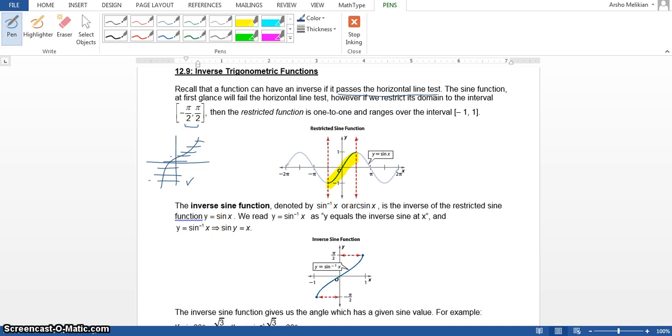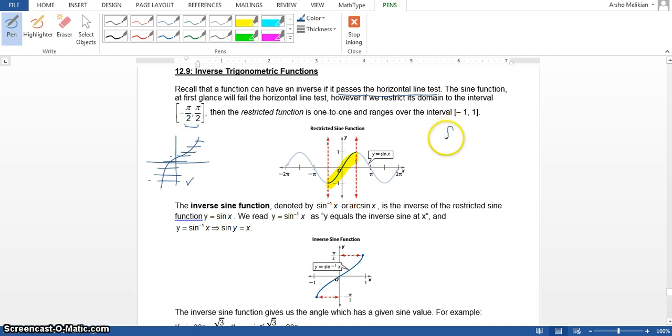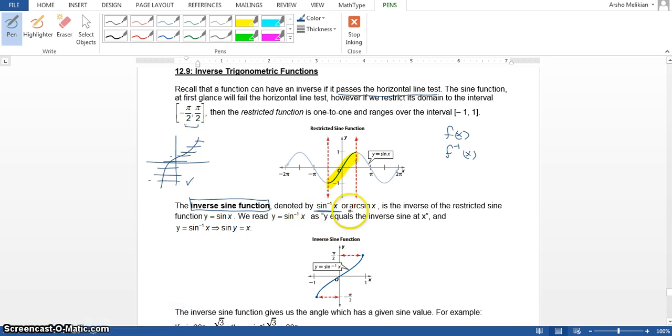So when we talk about the sine of x function, or cosine of x, or tangent of x, we restrict the domain so it is possible for it to have an inverse function. Now, remember when we talked about inverse functions, if I had a function f of x, the inverse of it was f minus 1 of x. The same notation applies here. So if I talk about the inverse sine function, the notation is sine to the minus 1 of x, or I can call it arc sine of x.